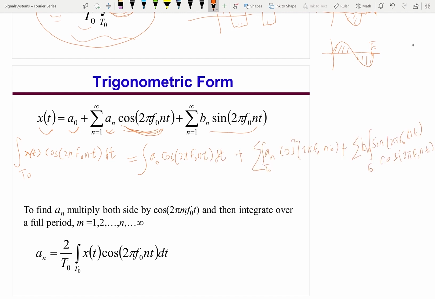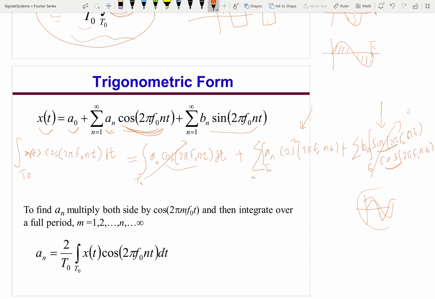The integral of these over a full period will be 0 because of this cosine function. Sine times cosine integrated over a full period will also give you 0 because the positive area, if I take a sine like this and then multiply it by a cosine like this, positive times positive, negative times negative, or positive times negative, you will get the same area and you will end up with 0. Or you can use trigonometry to break down this sine times cosine and integrate over a full period and you will get 0. Except this term.